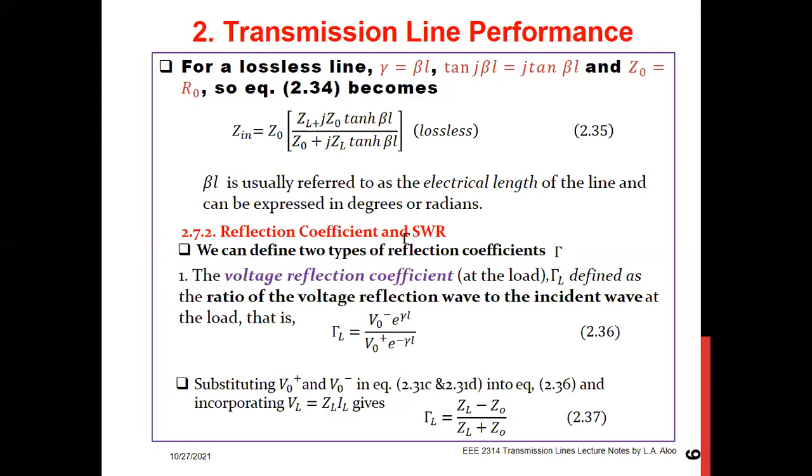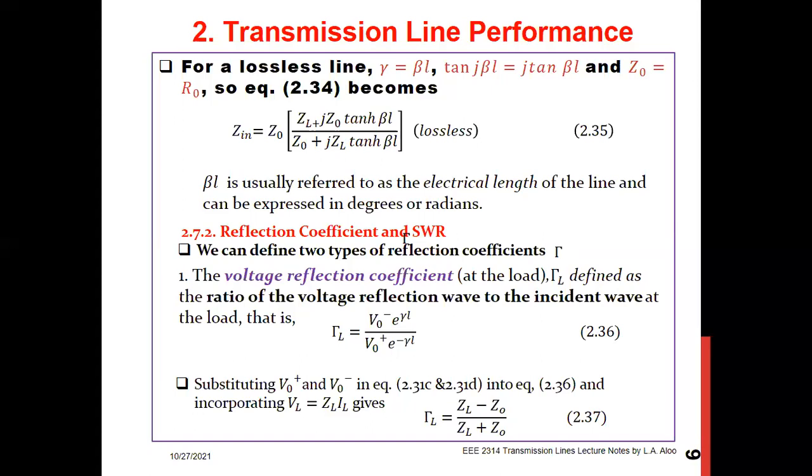We are already aware of the propagation constant, gamma. We are aware of the attenuation constant, alpha. We are aware of the phase constant, beta. We are aware of the characteristic impedance, Z0. Now we're going to introduce 2 more parameters, the reflection coefficient and the standing wave ratio.